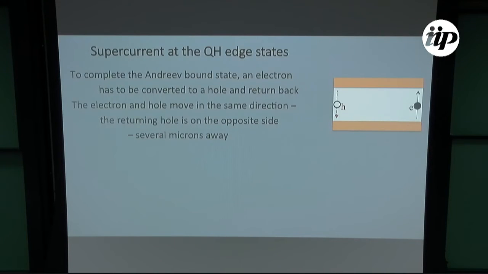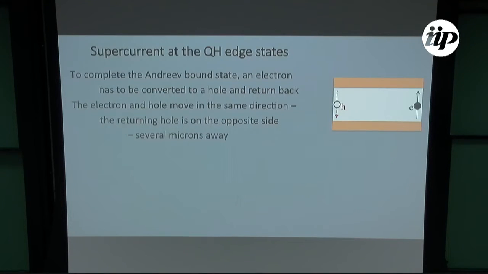So the question is, if you have the electrons and holes moving in a certain direction along a certain edge, and for the Andreev bound state you need to take a hole in the opposite direction compared to the incoming electron, and hence you have to couple electrons and holes on the opposite sides.